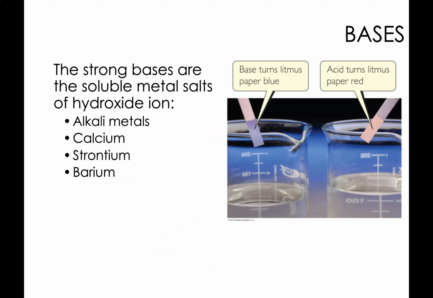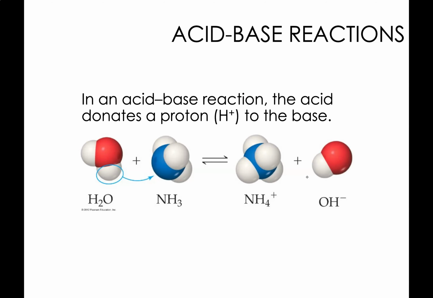The strong bases are going to be hydroxides, like we talked about, the group 1 metals, and then the group 2 metals, calcium, strontium, and barium only, all connected with an OH- ion. Okay? From here, we talk about the term acid-base reaction, also known as a neutralization reaction, which you read about. In the acid-base reaction, the acid is going to donate a proton.